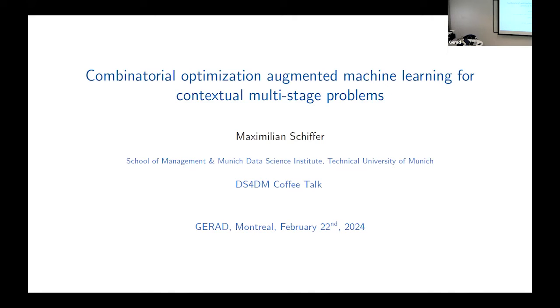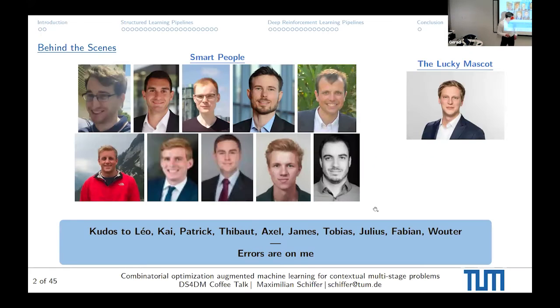So today I'm going to talk about basically learning-based pipelines, right? Or in more sophisticated terms, combinatorial optimization augmented learning in contextual multi-stage decision-making, right? So basically online problems with some uncertainty.